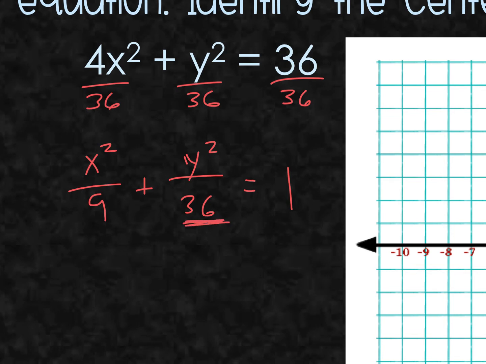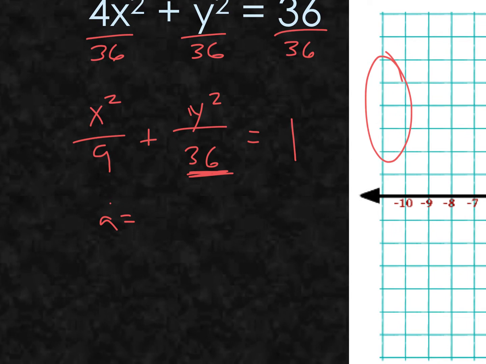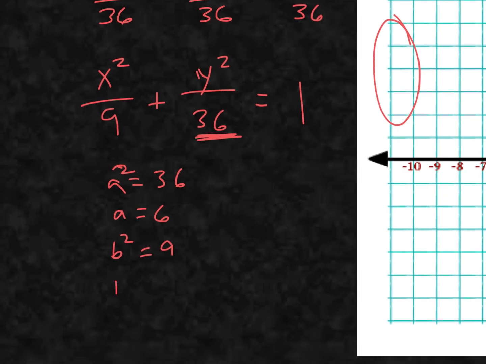The bigger denominator is under the y. It's going to be a vertical ellipse, so it'll open like this. It'll be this type of shape. Now I know my a, since a squared is 36, a would be equal to what? 6. And then b squared is 9, so what's b equal to? 3.